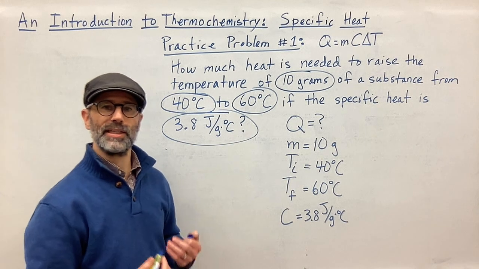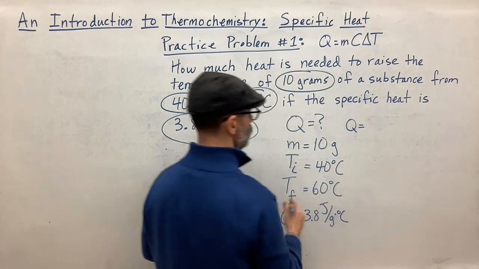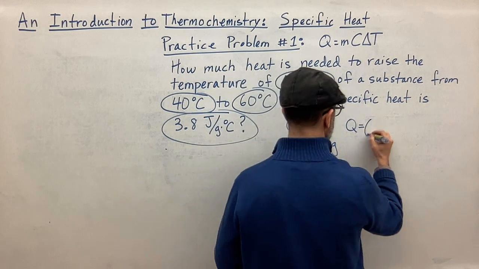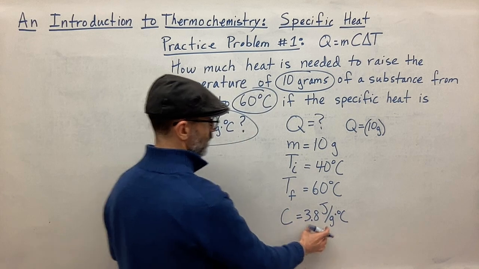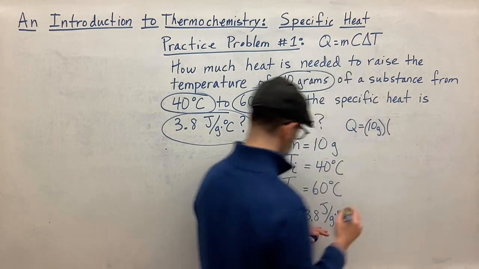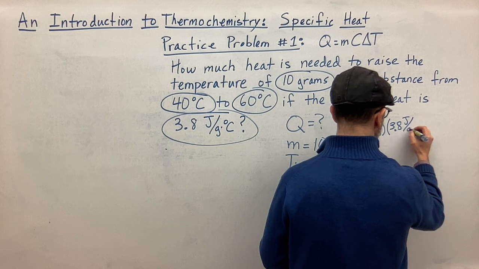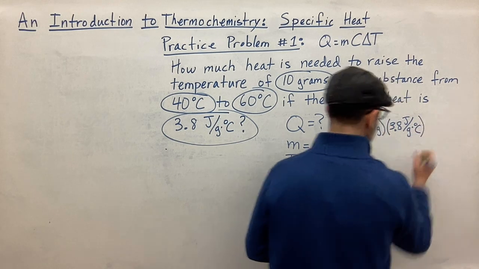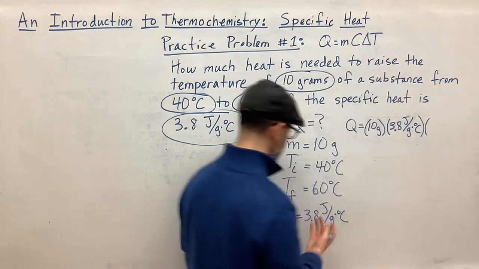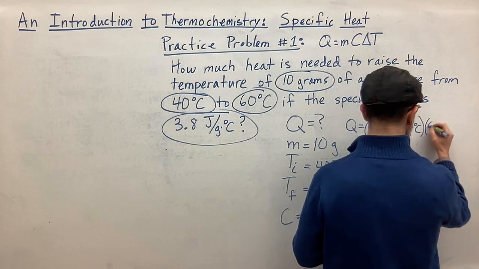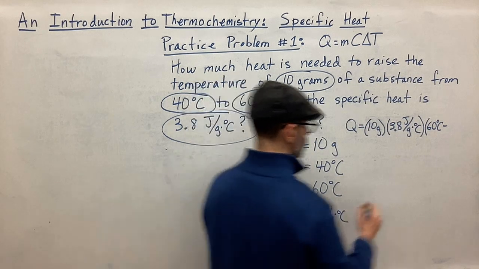So we just plug this into our equation. Q is going to be equal to the mass, which is 10 grams, multiplied by the specific heat. Here we have our 3.8, and that's joules per gram degrees Celsius. And we have our temperature change. The temperature change is final minus initial. So 60 degrees Celsius minus 40 degrees Celsius.